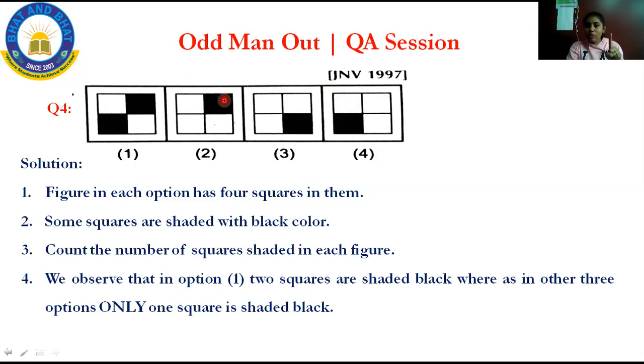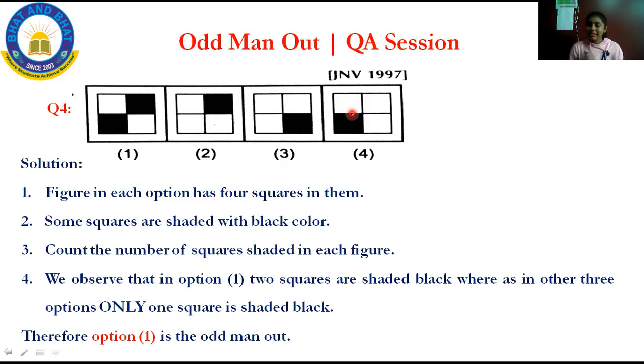Look here, I'm highlighting it: 1, 2, 3. Options 2, 3 and 4 have one shaded part, but option 1 has two shaded parts. So what is the correct option? Option 1 is the odd man out.